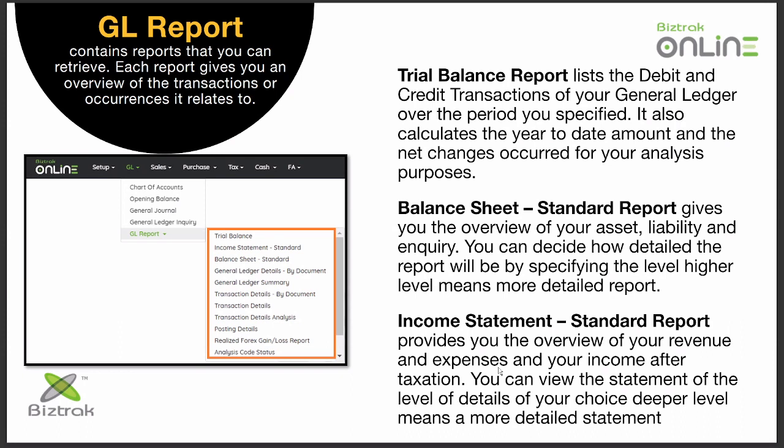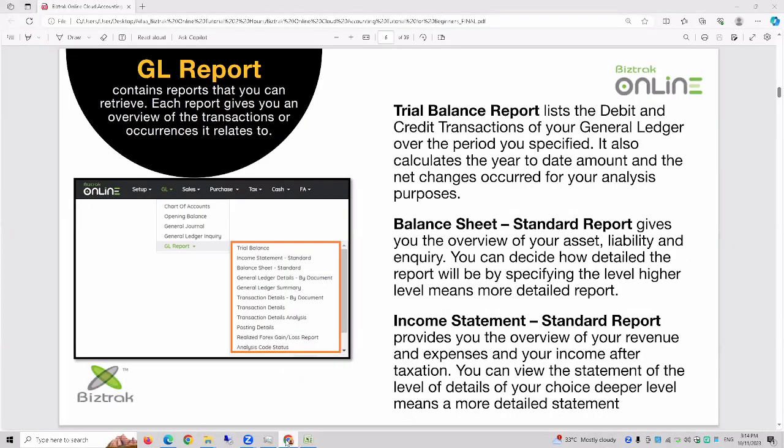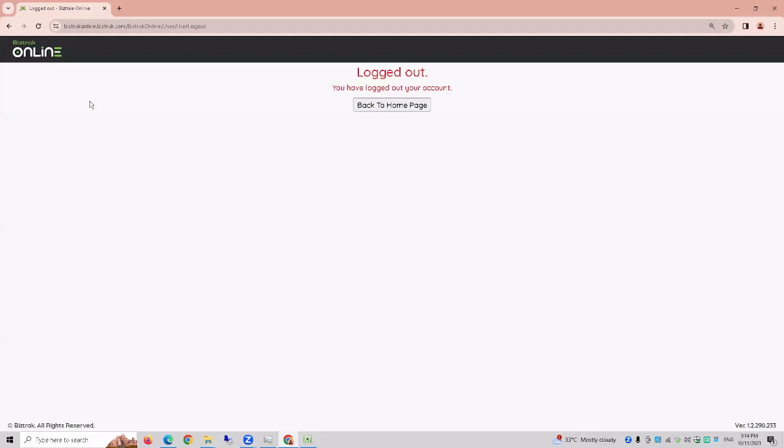Okay, we go to Biztrak Online. I will show you the sample in our Biztrak Online. So when you try to log in to Biztrak Online, you just need to click on our URL. Our URL will go to this page.